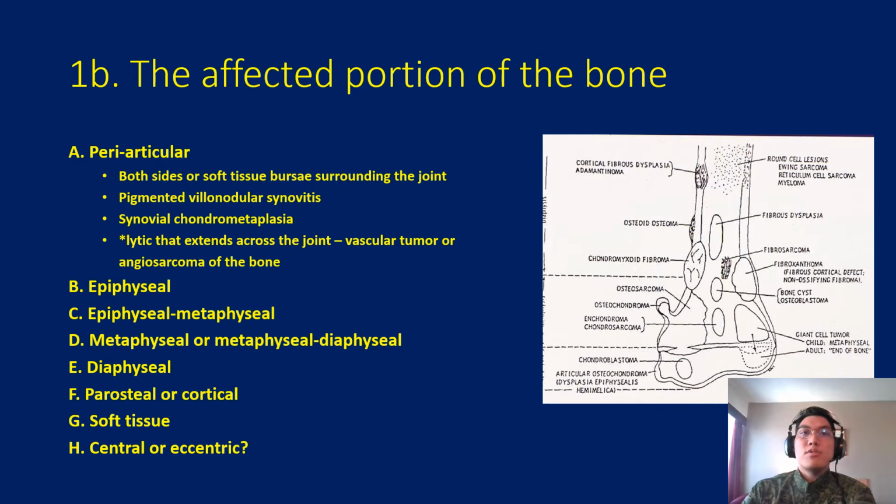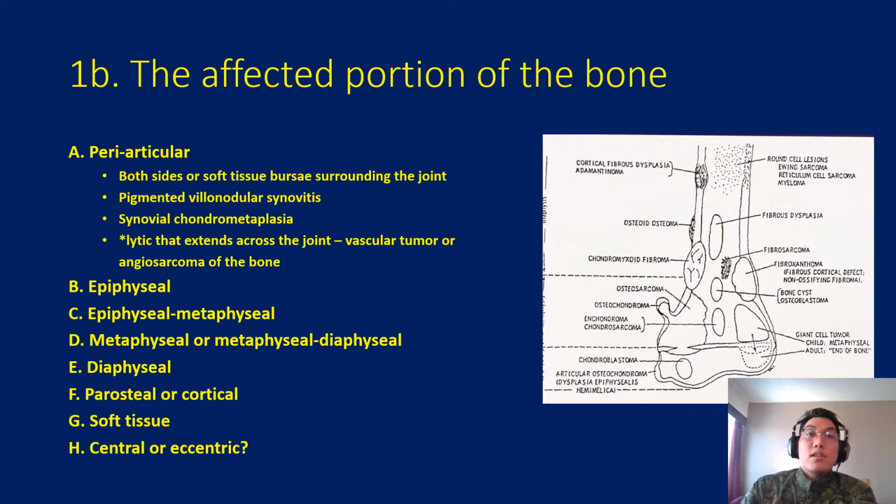After assessing the bone that is involved, next determine the portion of the bone involved. The skeletal anatomic regions that may be affected by bone tumors are defined as follows. Periarticular, in which changes are present on both sides of the joint or present in the soft tissue bursae surrounding the joints. These changes are evident in pigmented villonodular synovitis and synovial chondromatosis.